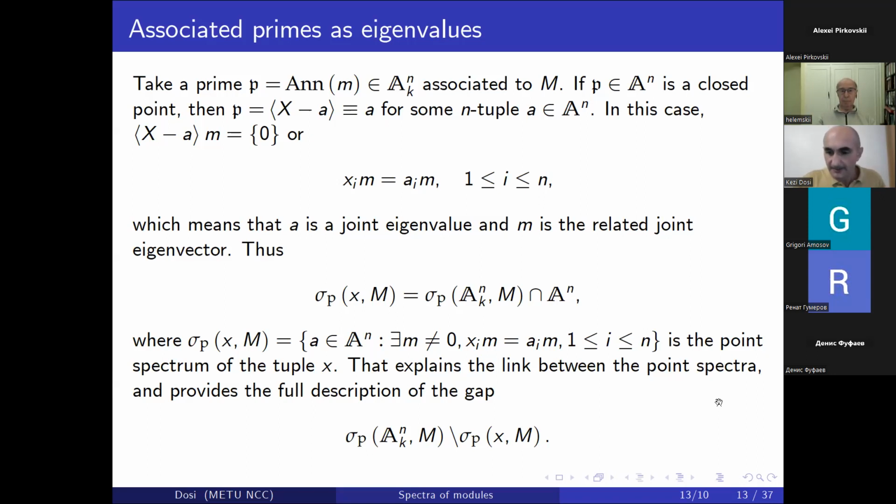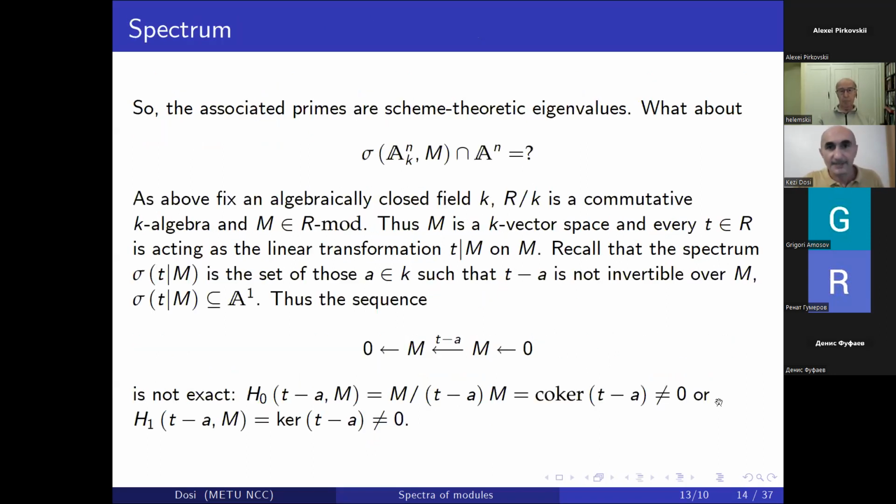Okay, so the first task is done. We know this gap. Second task: how to understand this one. So we know this closure of support, or sometimes just the support, intersection with A^n. What are the maximal ideals here, or closed points?